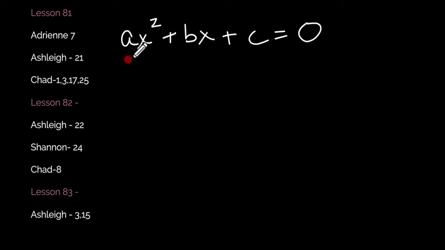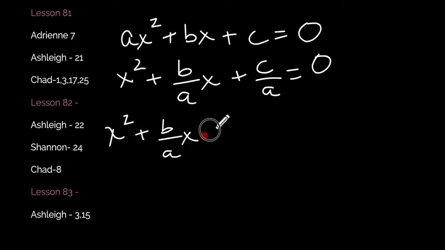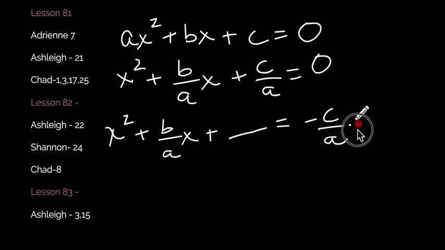So in order to get x by itself, we have to complete the square by dividing everything by a. x squared plus b over a x plus c over a equals 0. Now we're going to complete the square. x squared plus b over a x plus something equals negative c over a plus something. I'm going to divide this by 2.